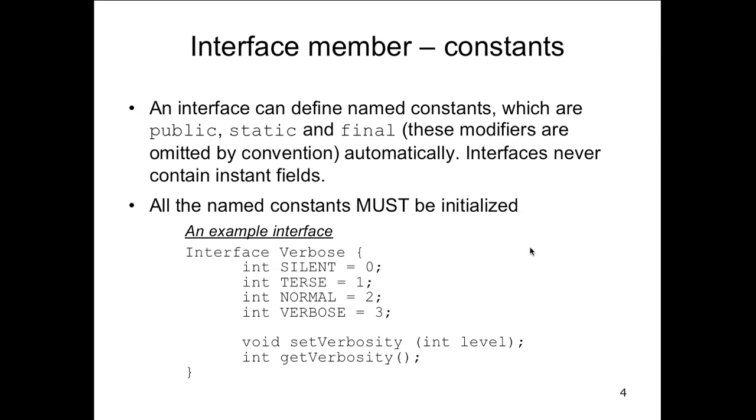So, interface members. The interface can define named constants, which are public, static, and final. In an interface, when we declare data, we're declaring named constants, which are values that don't change, which are used in the interface. Outside of that, there should not be. You don't want to have variables in the interface because those data members actually belong in the class and not the interface. These modifiers are omitted, so we don't have to put public, static, final in front of anything. We just go integer silent, integer terse, integer normal.